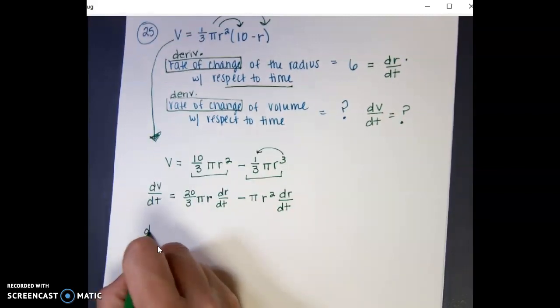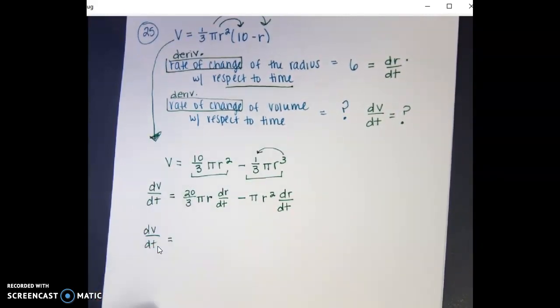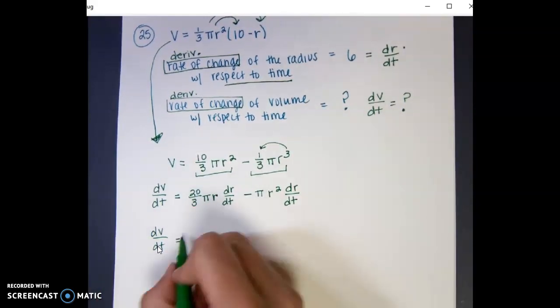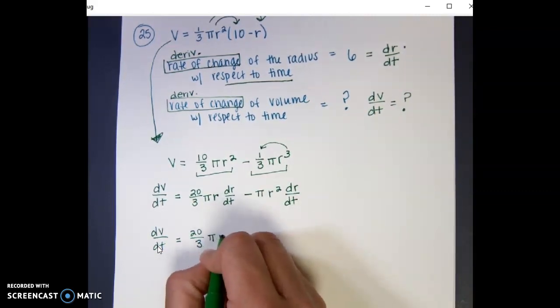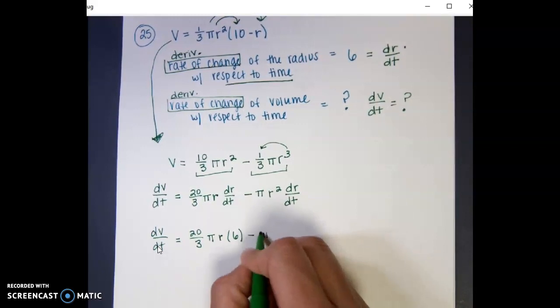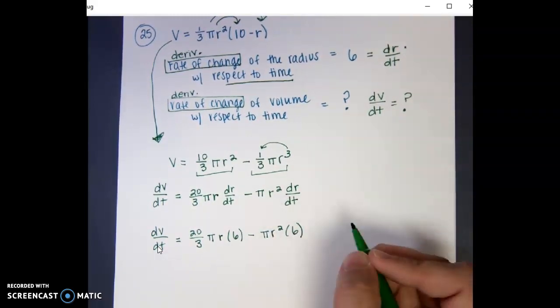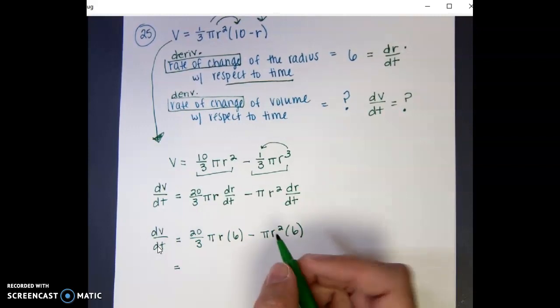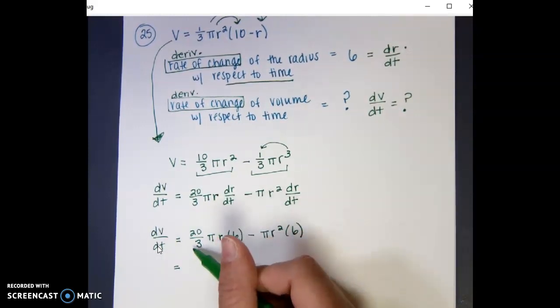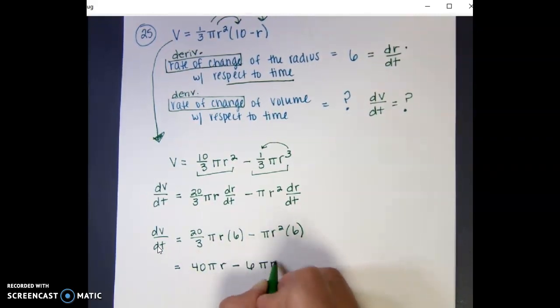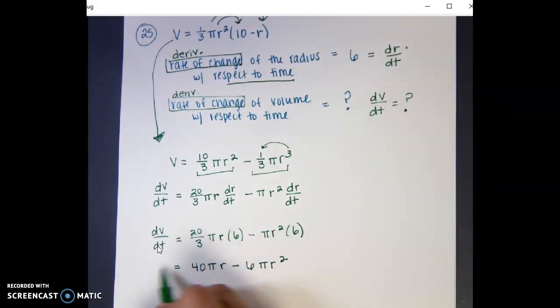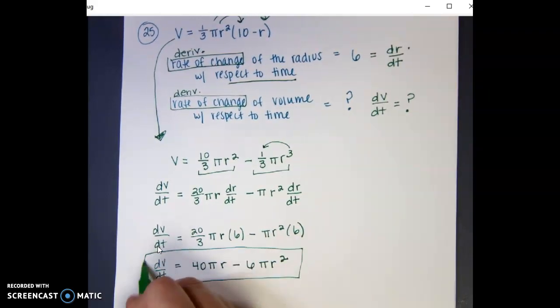So we're trying to find dV over dt. And we know dr over dt is 6, so we're going to plug in 6. We do not know what the radius is, so we're just going to leave the radius as r. So we're going to simplify. 6 divided by 3 will give me a 2. So this is going to be 40 pi r minus 6 pi r squared, which is your rate of change of volume with respect to time. So 40 pi r minus 6 pi r squared.